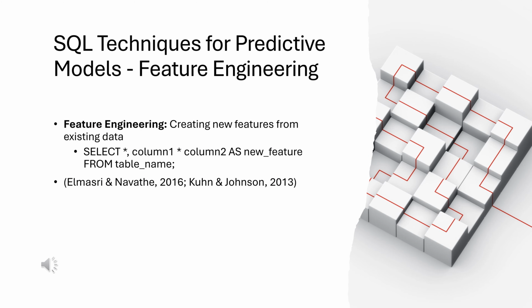Feature engineering is another crucial step where we create new features from existing data to improve the model's performance. For example, we can create interaction terms or polynomial features. This command generates a new feature by multiplying two existing columns, which can help capture interactions between variables.